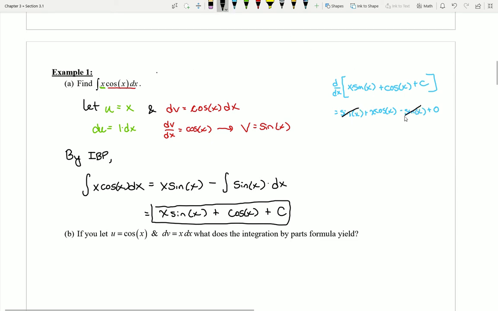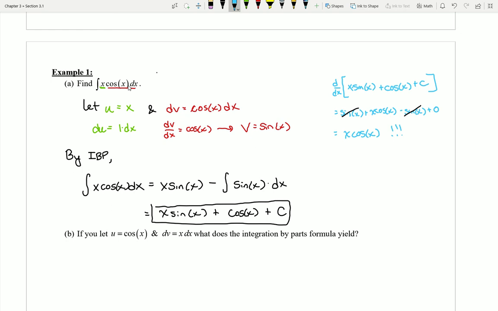Sine of x and negative sine of x are going to cancel out, and so I do just end up with x times the cosine of x. This actually works. I can find something that when I take its derivative, it actually produces this result. This is the valuable thing about this integration by parts formula.